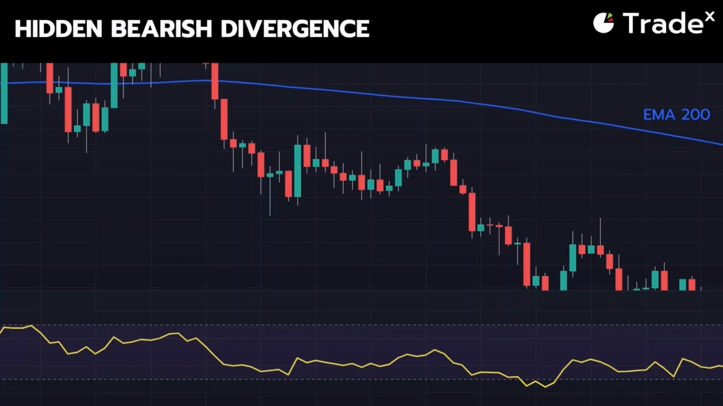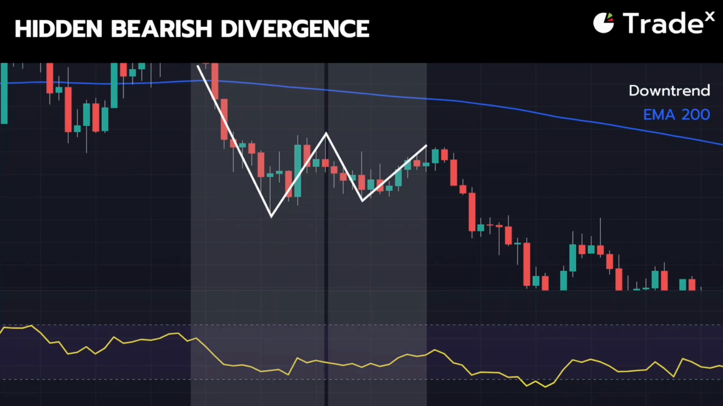The first step is to verify that the market is in a downtrend using the 200-period EMA. With the price trading below the EMA, the downtrend is confirmed. Next, identify two highs within the price movement and then divide the chart into two zones. The first zone demonstrates strong downward momentum, while the second zone shows a significant slowdown.